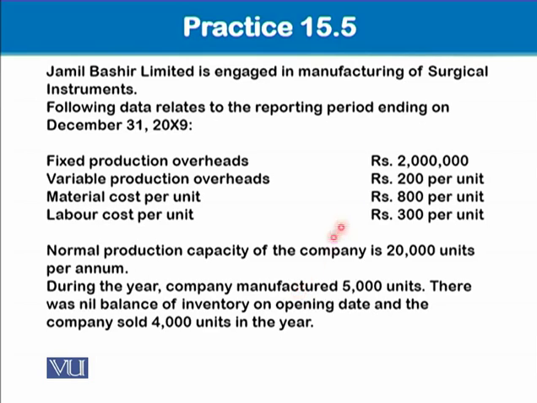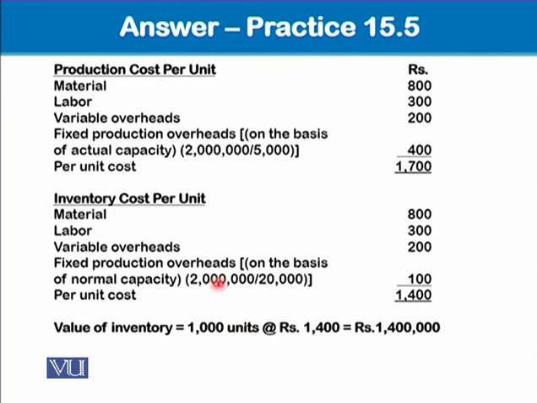its normal capacity, which is given over here. 20,000 units is the normal capacity. When we divide it by its normal capacity, it will give us 100 rupees per unit. So what we are emphasizing is that the cost of inventory should not be higher, so that the question of recoverability of the value of inventory does not arise. So the cost of inventory should be 1,400 per unit.